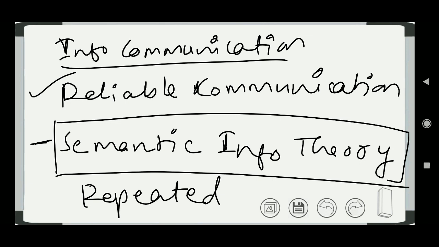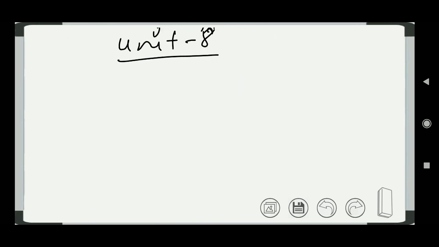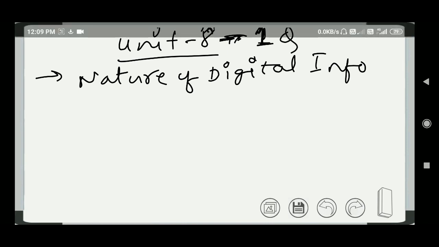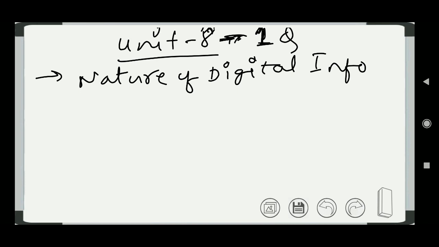So next, unit 8, it's about digital information. So in this unit, nature of digital information. This question was asked only one time, so it may repeat for you also, so be prepared. From this unit, definitely there will be one question, pakka one question on this unit, be prepared. So nature of digital information, only one time this question was asked.